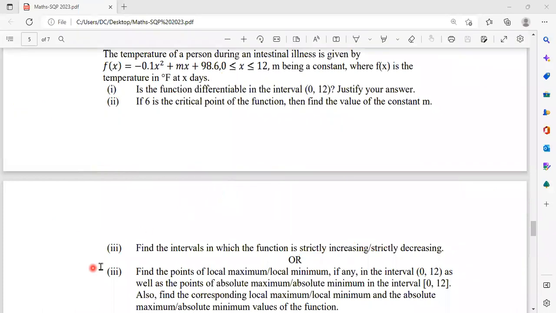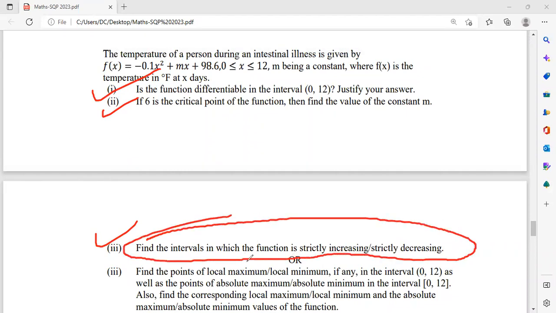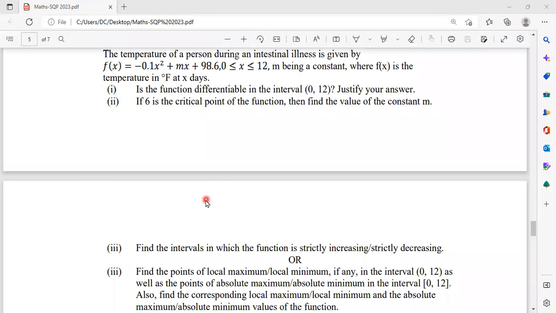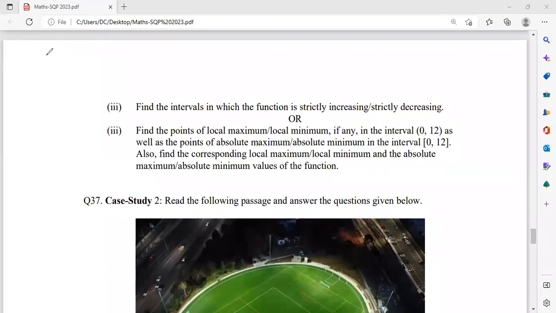Now, if you have done all these three parts, that's fine. Just in case you have no idea about this, or you are not confident answering your third part, there is a choice also: find the point of local maxima, local minima, if any, in the interval 0 to 12. In the interval 0 to 12, there is only one critical point we saw, no? Let's answer this OR part also. We said f dash of 6 was 0, so x equal to 6 was a critical point.